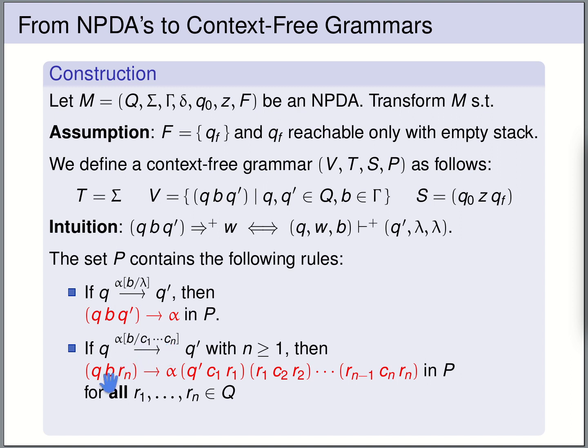So if we want to empty the stack, then we now have to remove all of these c's from the stack. We have to remove c1, c2 up to cn. And that is indicated by these variables. Now that b is replaced by c1 up to cn, we now have to go from q' to some state r1 while removing the topmost symbol c1 from the stack. And now we have arrived in state r1. The c1 is removed. And from r1 we have to go to a state r2 while removing c2 from the stack, and so on.